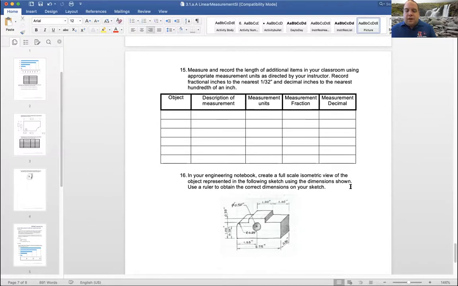Coming down, you're going to pick 5 random objects again. So anywhere in the classroom. Is it 5 or 6? 1, 2, 3, 4, 5, 6. So 6 objects you're going to select. You're recording what the object is, the description of the object. So if I'm going to say electrical socket, height of electrical socket, they want to know the measurement in units, as a fraction, and as a decimal. So the units are inches, and then you're going to record as both a fraction and a decimal.